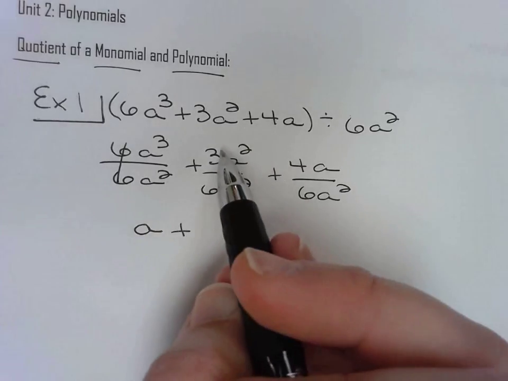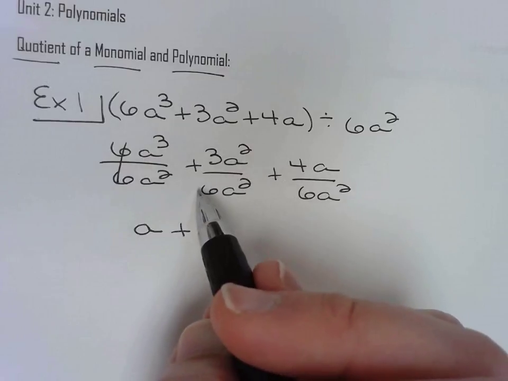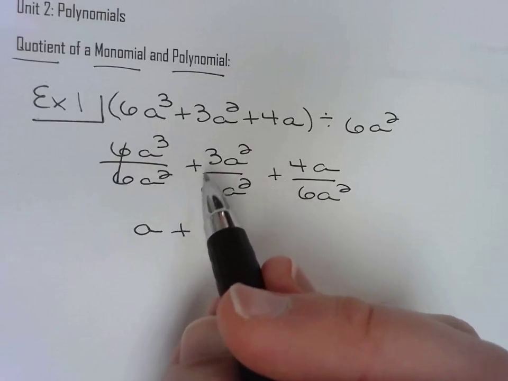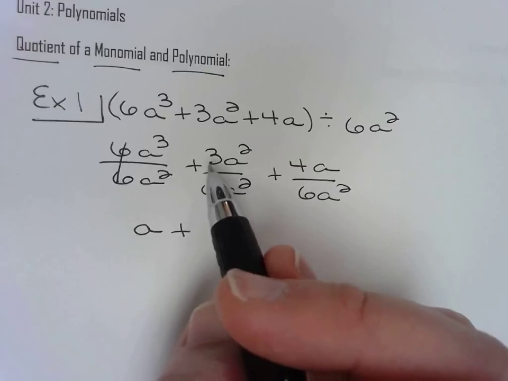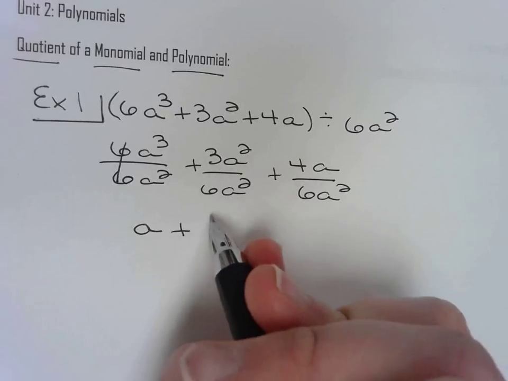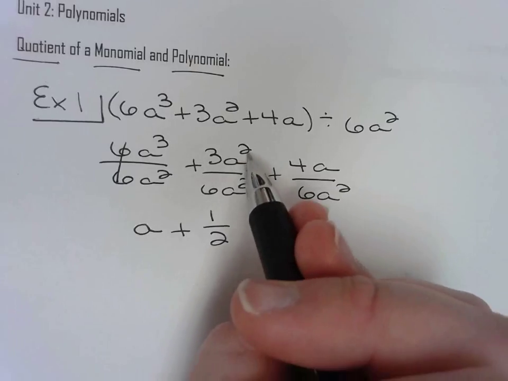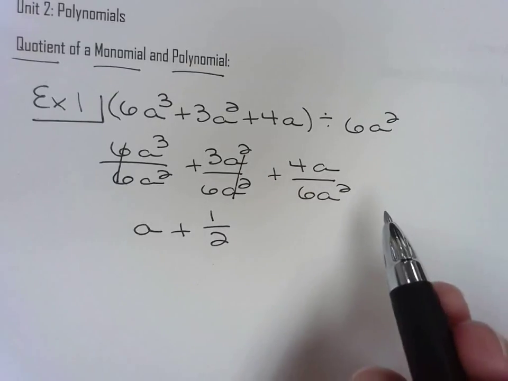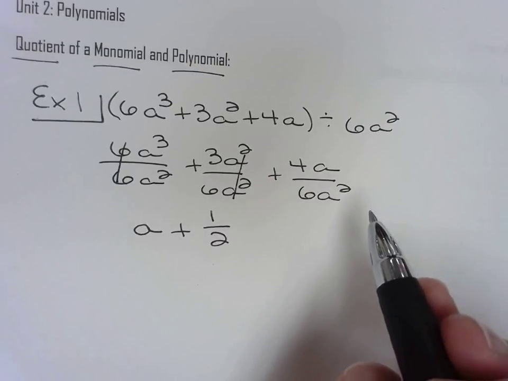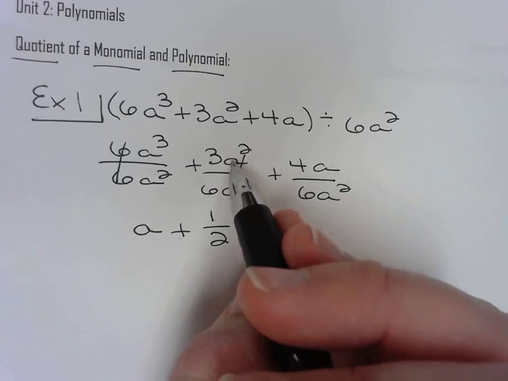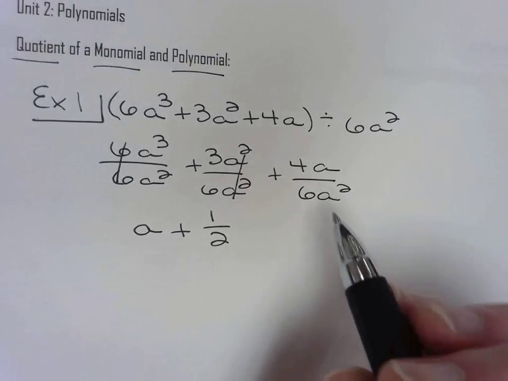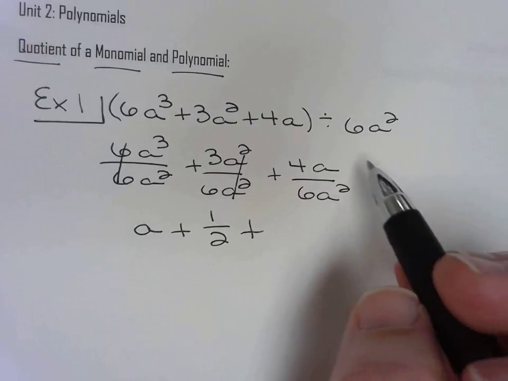Plus, okay, we talked about this yesterday, 3 over 6. If it does not divide out, just reduce the fraction. What does 3 over 6 reduce to? 1/2. And then I have an a squared over a squared. Guys, those cancel, because they have the same thing on top and bottom. Plus, let's look at the next one.